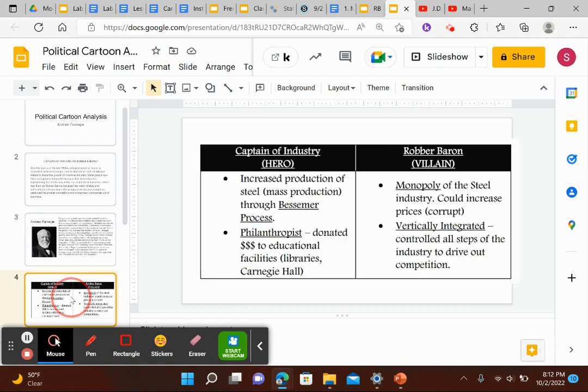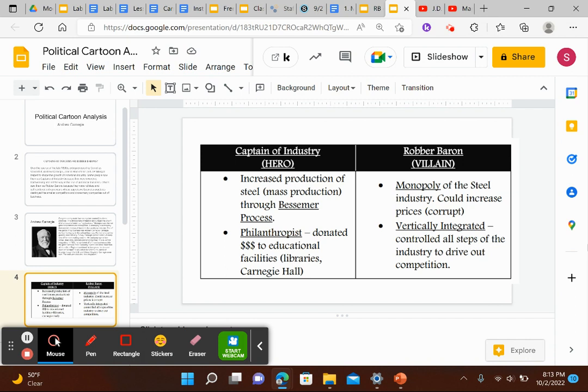So, a snapshot of his good and bad, his hero or villain, captain of industry. He increased the production of steel, or mass production, through the Bessemer process, which we learned about in, I think it was module 2.1. He was a philanthropist. He donated money to educational facilities like libraries, Carnegie Hall, and Carnegie Mellon University. He was a robber baron, or a villain, in that he had a monopoly of the steel industry. He could increase prices because he had no competitors, which was corrupt. He was gouging the American public.